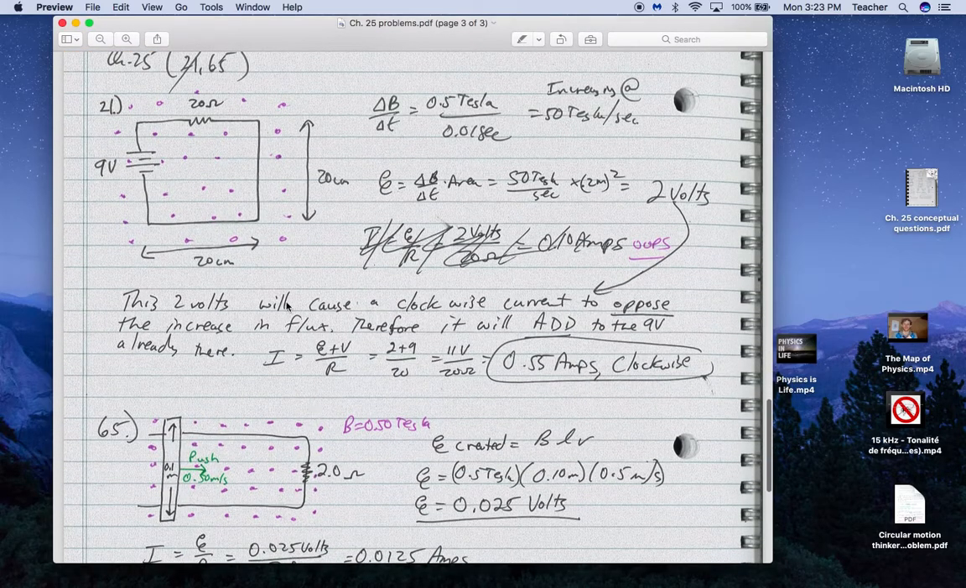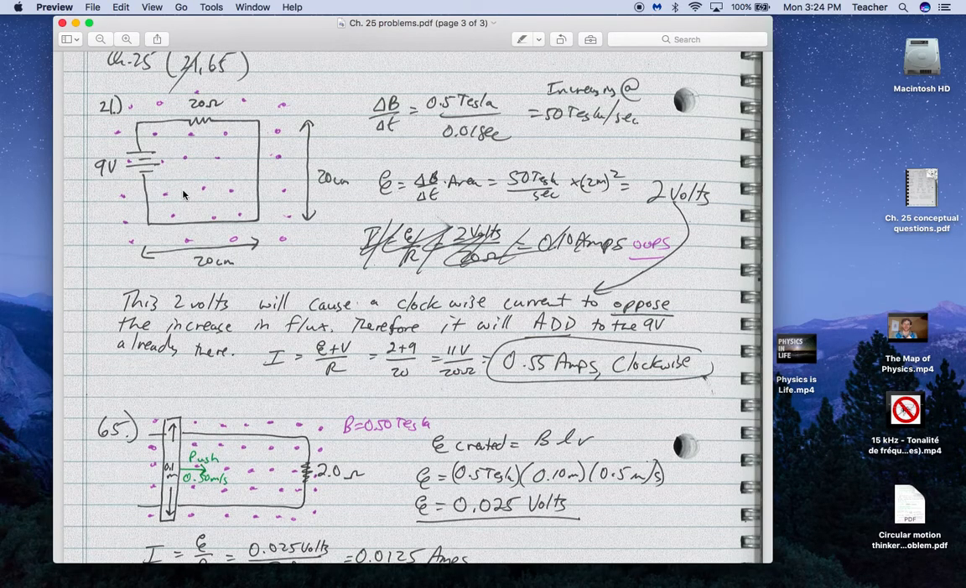For number 21, we did this one in class. I almost screwed up because I was only looking at the 2 volts of EMF causing the current, but there's already a 9-volt battery. Based on how the field was changing, this would cause a clockwise current. So that means the voltage is in the same direction as this 9-volt power source. So that equals 11 volts. 11 volts divided by 20 ohms is 0.55 amps.